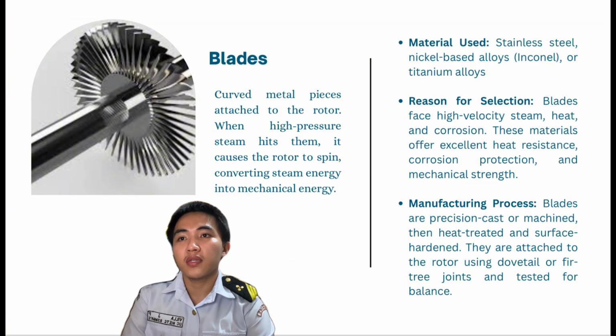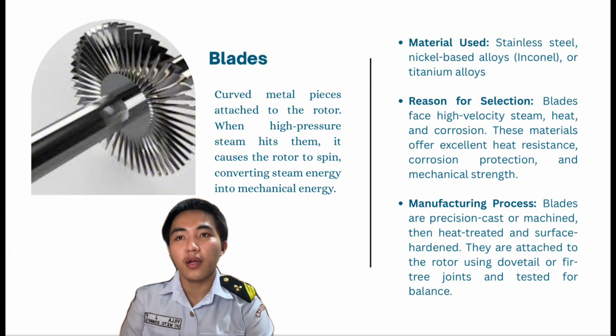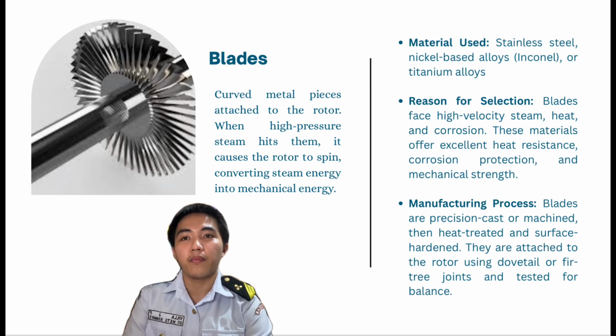So blades are metal pieces that catch the steam and make the rotor spin. They must be strong because of the hot and fast steam. They are made from metals that can resist heat and rust.